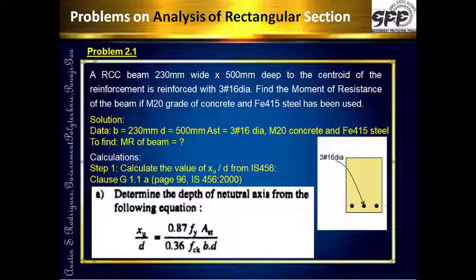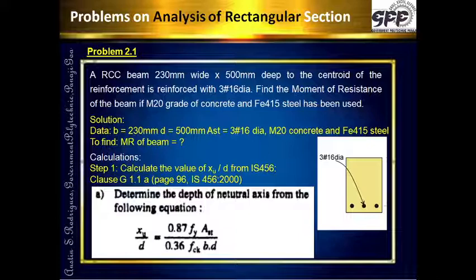Now please note, for all these problems, whatever problems we are going to solve henceforth, we are going to refer to IS code. We are going to take the formulae directly from the IS code. We are going to apply the formulae directly from the IS code, that is IS 456. For all the calculations, we are going to use only IS 456 2000. Only for the loadings, we may refer to the loadings code. So that is IS 875, whichever is the relevant part. Now in this case, we are referring to IS 456.